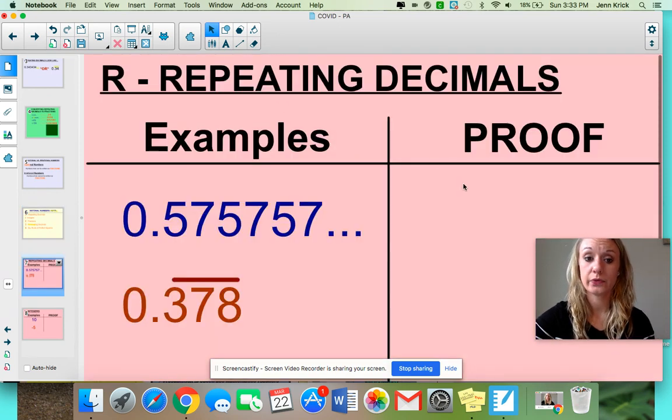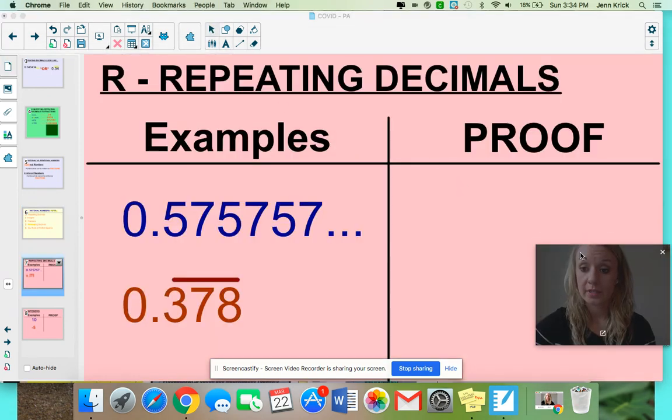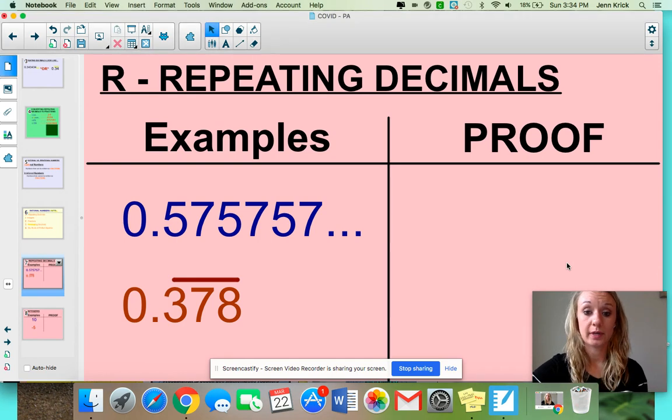Okay, so R stands for repeating decimals. For you to prove that something is rational, you have to be able to write it as a fraction. That's why we spent all that time going through the lesson and showing that a repeating decimal can be written as a fraction. It's proving that it's rational.